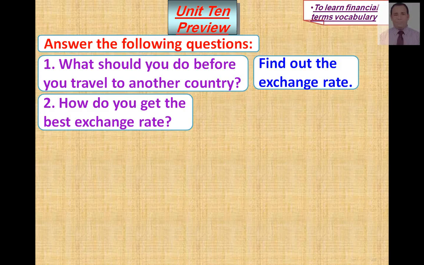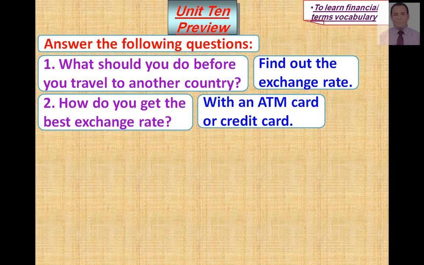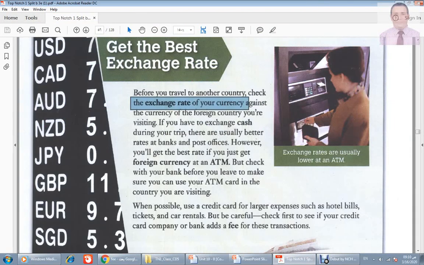How? Good. With an ATM card or credit card, sometimes you can do that. Yes, complete. Here, however, you will get the best rate. This is the next part. The best rate if you just get a foreign currency at an ATM. So, however, you will get the best rate if you just get the foreign currency at an ATM. So with an ATM, with the credit card, with MasterCard, you can get the best rate.